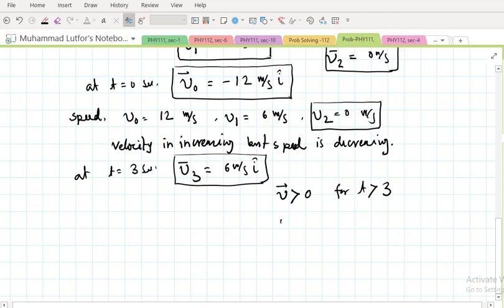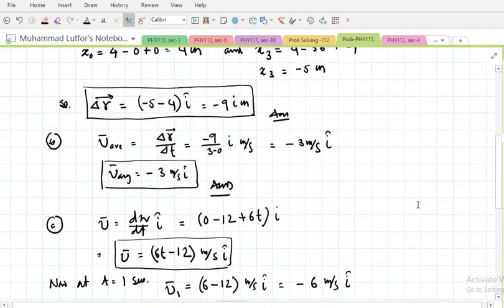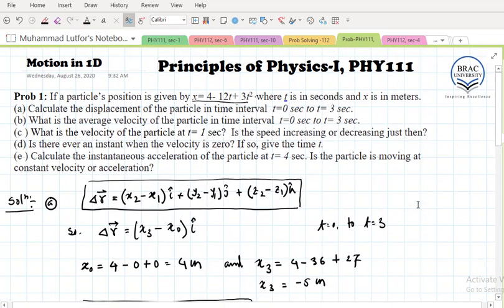So velocity is less than 0 for t greater than or equal to 0 and less than 2. So that should be the velocity in that interval, we can find out that way. So this is actually the answer to number C. What about D?